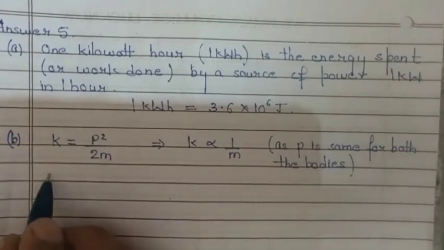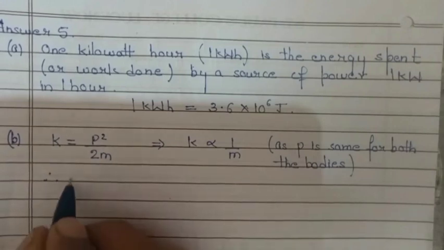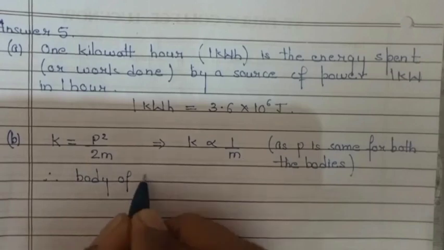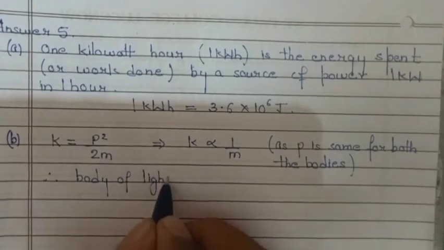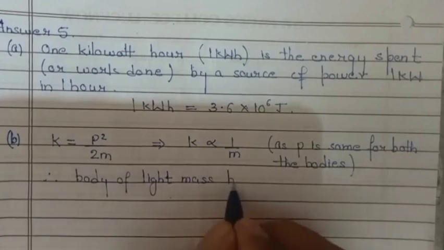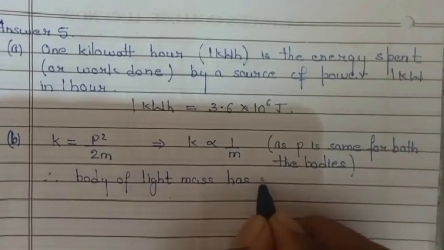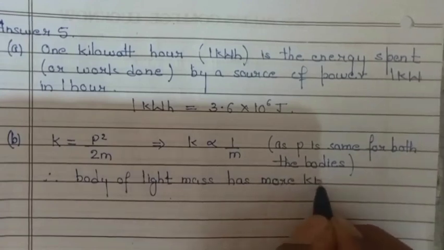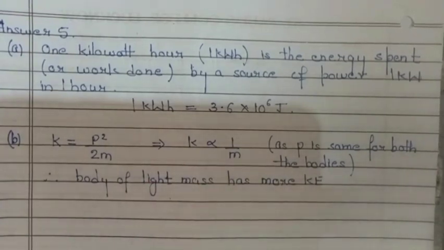So from here we can say the body of light mass has more kinetic energy. This is the explanation why light mass has more kinetic energy. Hope this is clear to you. Now moving on to the next part, C.